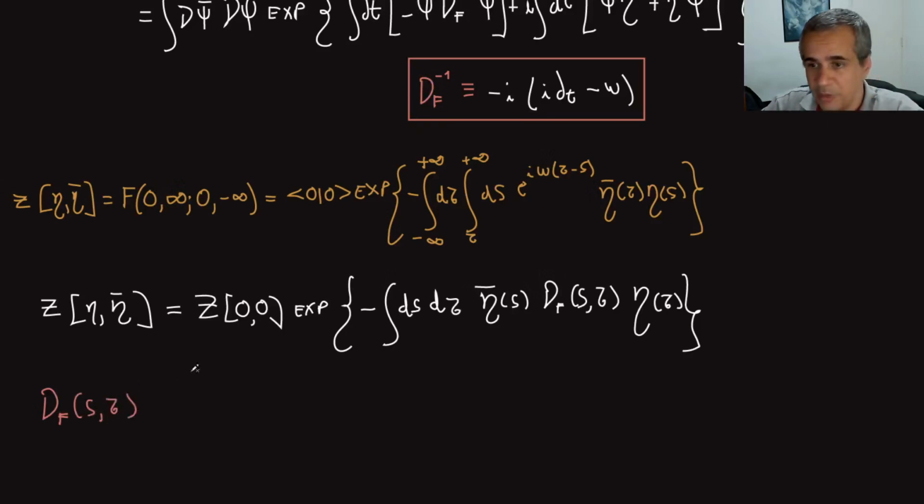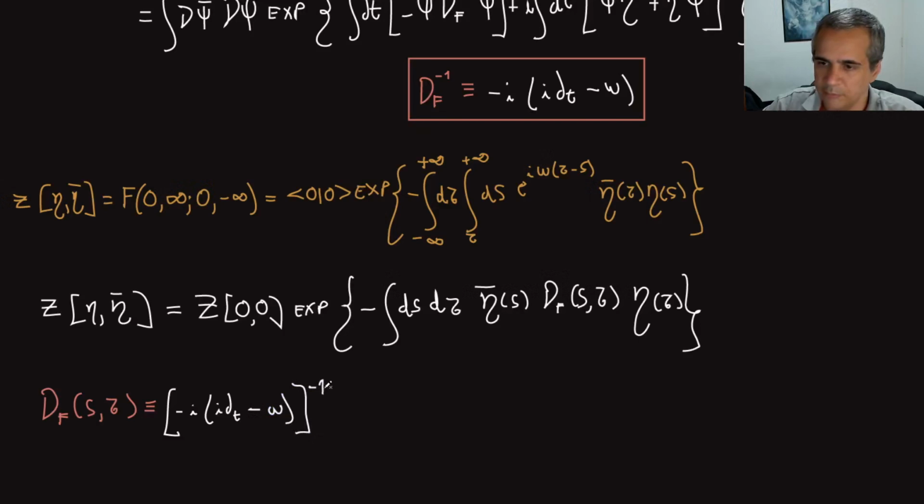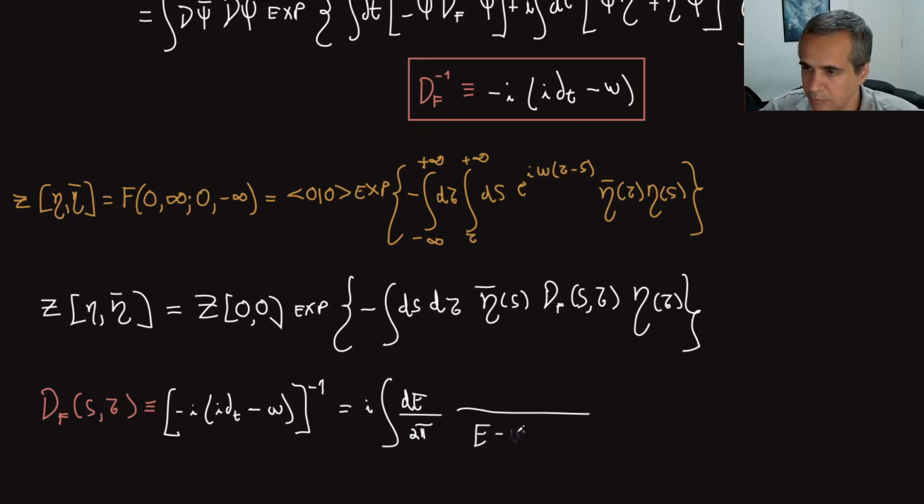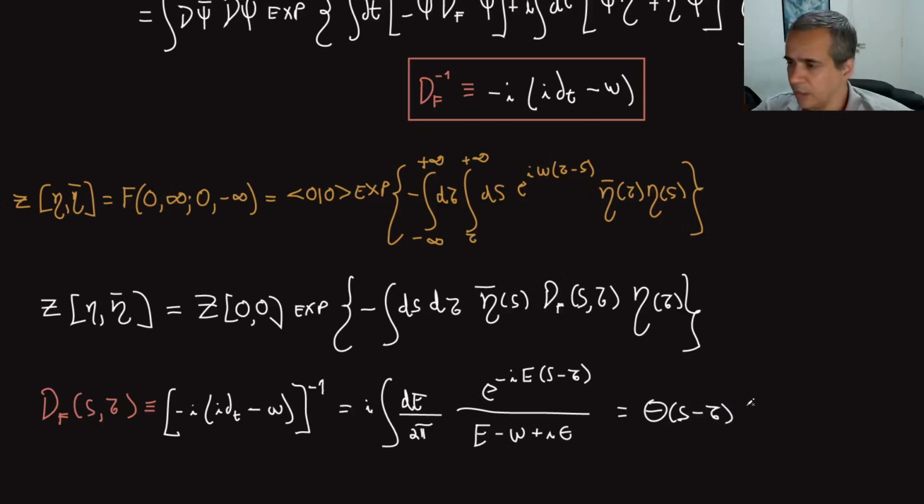So I will just write the expression for this propagator. Remember that we're still in zero spatial dimensions. We have just time and energy here. Del t minus omega, inverse, is the inverse of that, which is the integral i dE over 2 pi, 1 over E minus omega plus i epsilon, times the exponential of minus i E (s minus tau). This is actually easy to integrate and gives you theta of s minus tau times the exponential of minus i omega (s minus tau). Let me put a box around this.